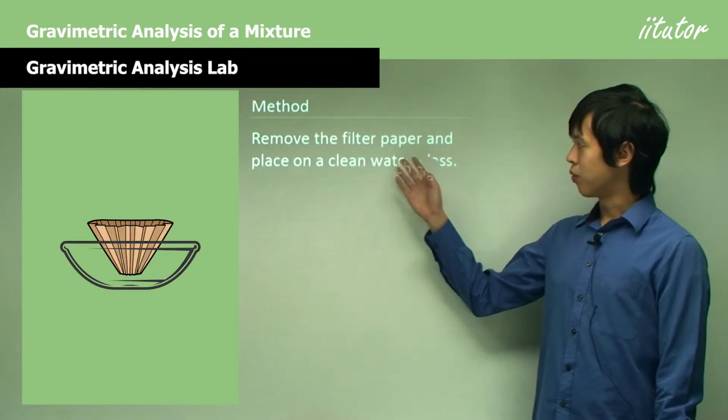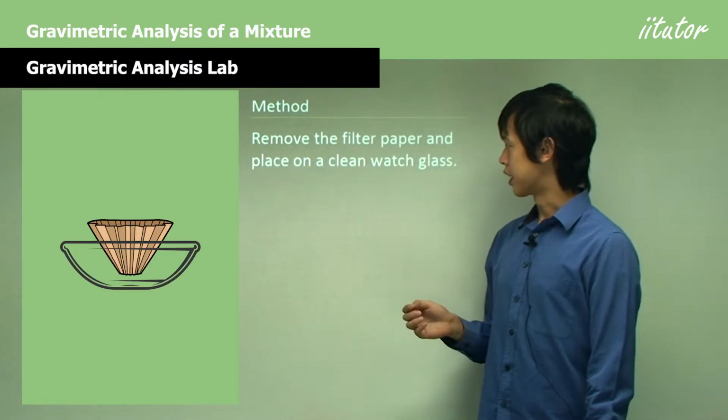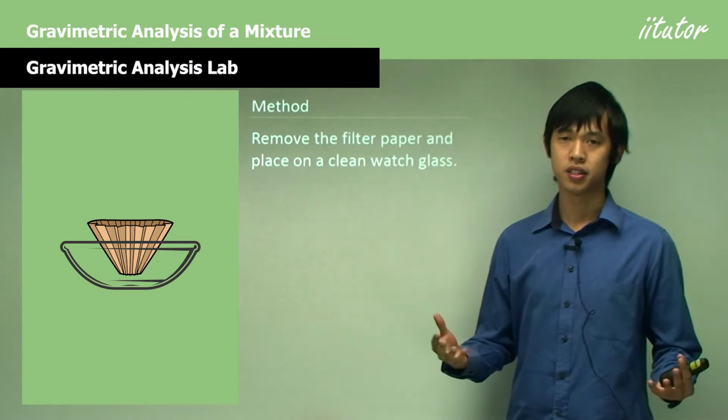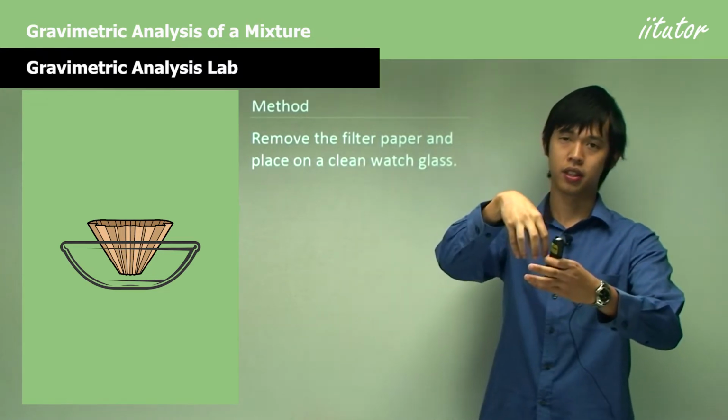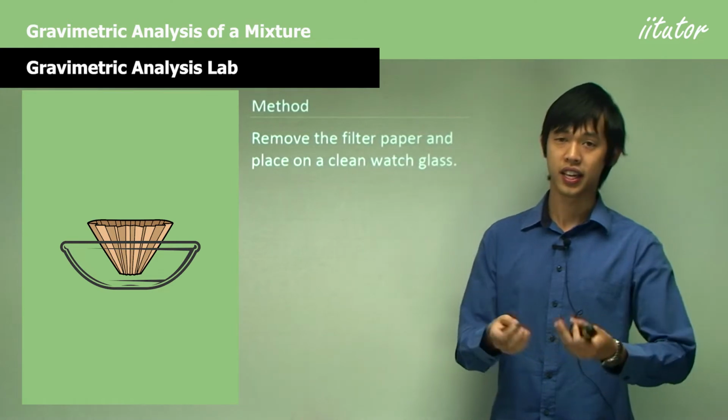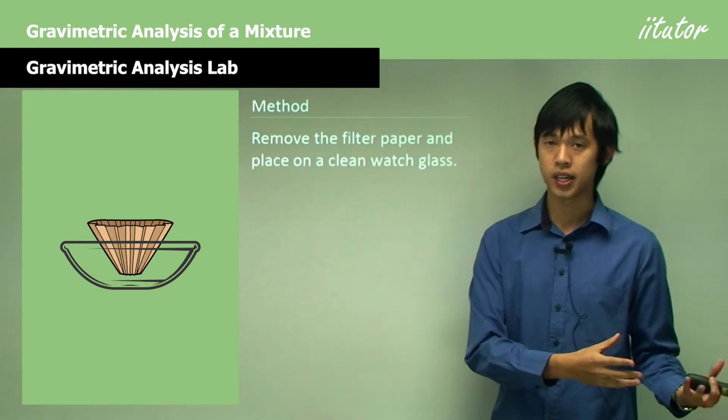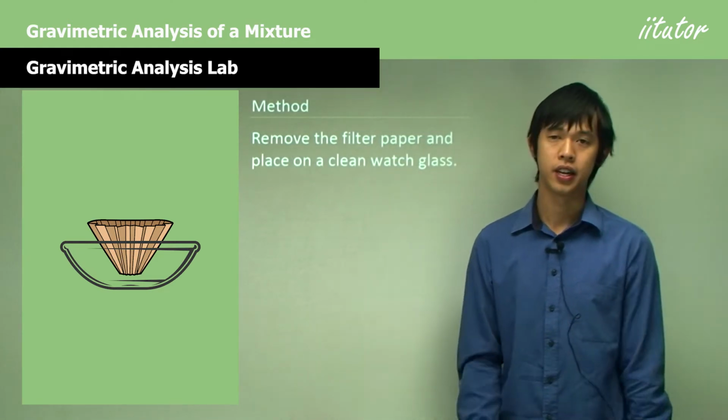Once we've done that, we remove the filter paper and place it on a clean watch glass. That's just a little piece of glass. We put the filter paper there just so that nothing gets stuck on the evaporating basin or any of the other apparatus that we're using.